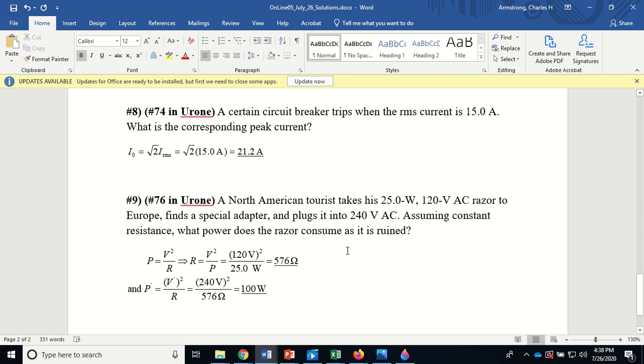You take it to Europe and plug it in with your adapter. Your razor is meant to be a 25 watt razor. Well, now let's use that same resistance, because the resistance doesn't change, but now you're plugging it into 240 volts instead of 120 volts. You double the voltage, so you've got 240 squared over 576, which is 100 watts. Your 25 watt razor, instead of getting 25 joules per second, is getting 100 joules per second. That's why it gets ruined.